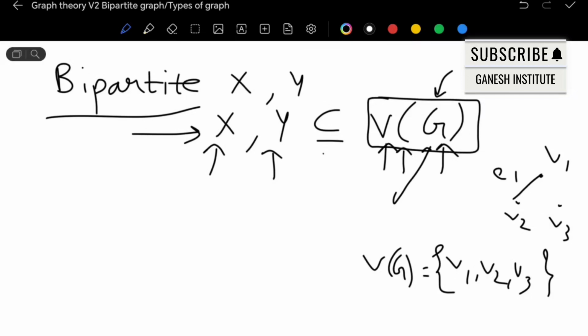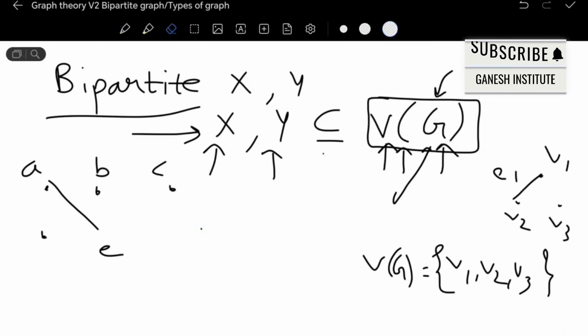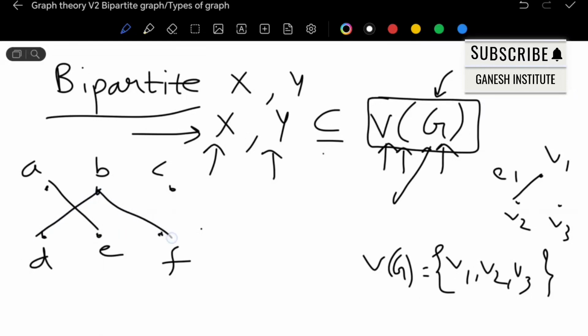Let's say I'm having these three vertices A, B, C, and then this is connected with D, E, F. I'm having D, E, and F here, okay? Now, A is connected with E, D is connected with B, B is connected with F, and D is again connected with C. Is it okay? Just a graph, any random graph.